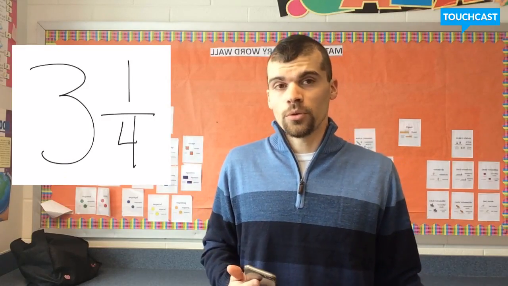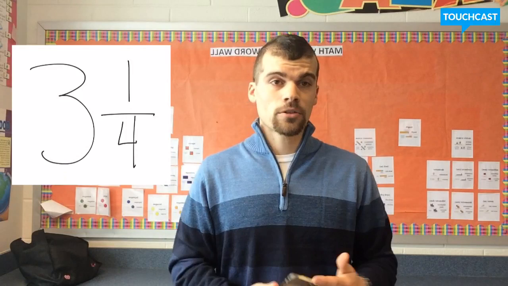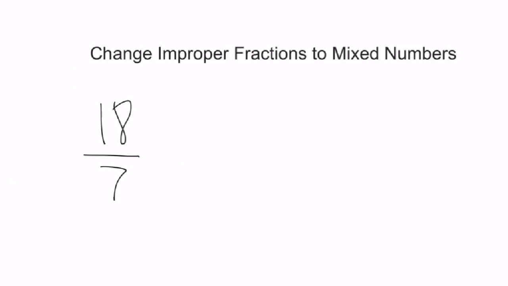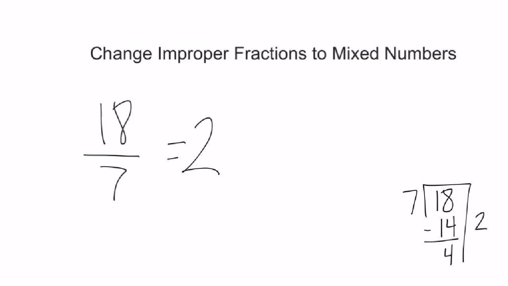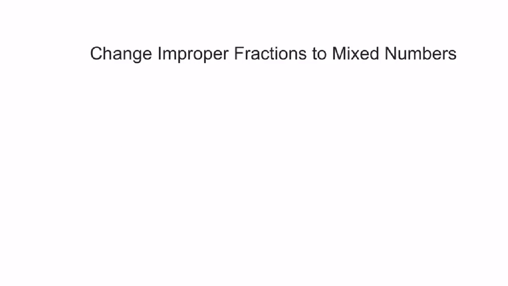So the last part of our review is how to change improper fractions back to mixed numbers. When you're finished solving, you need to change your improper fractions in your answer back to a mixed number. And this is a simple division problem. 18/7 means 18 divided by 7. So I'm going to use my division strategies. I know 7 can go in twice for 14, leaving me with 4, which is a remainder because it's less than 7. So this would be equal to 2 4/7.